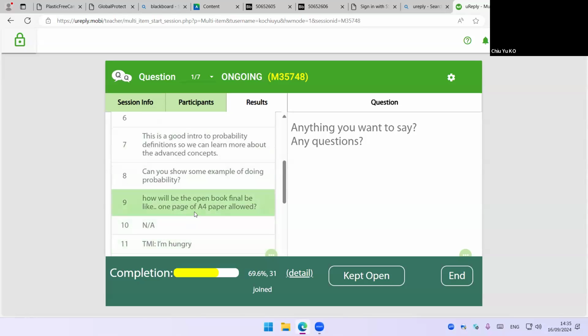How open is the final? As many notes as you want, as long as they're on paper. You can bring as much as you can carry. But do remember, you can't share. Also bring your calculator. That's the thing. Bring your calculator.